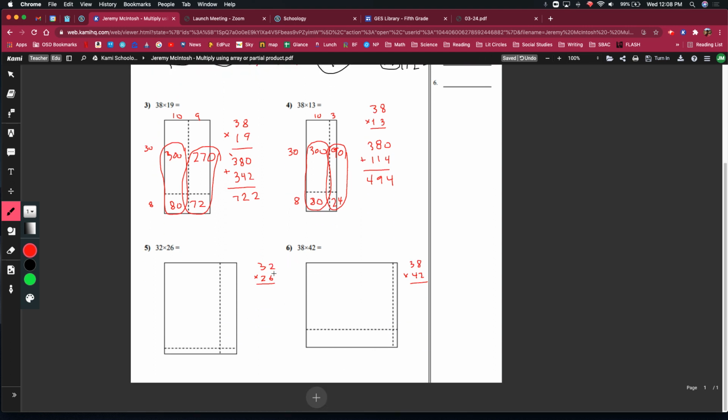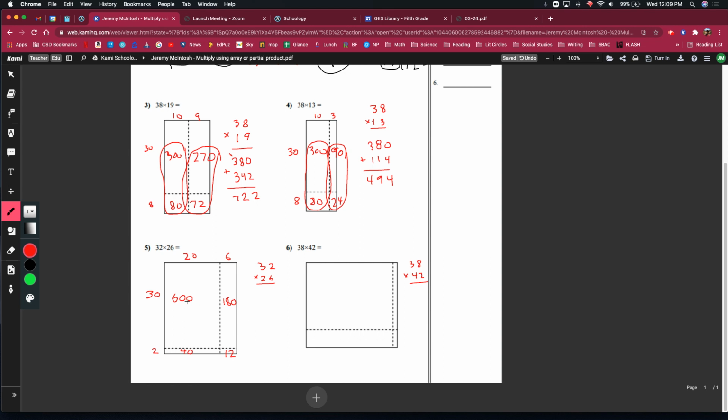Okay, number 5. Remember, if I'm moving too quick, you can always pause it. 32 plus 26. So 30 and 2, and 20 and 6. All right, so the first thing I want to do is this 2 times 6. 2 times 6 goes in our little guy down there, 12, little area. And then 6 times 30, or 30 times 6, is 180. And then 20 times 2, 2 times 2 is 4, with the power of 10 is 40. And then 30 times 20 is 600. 3 times 2 is 6, with 2 zeros, 600.